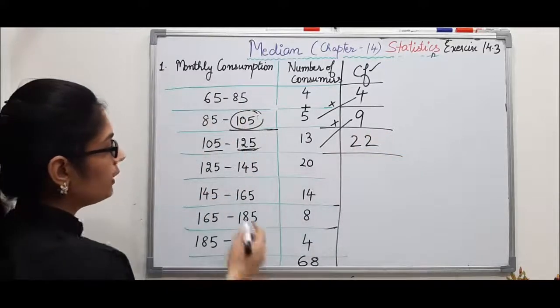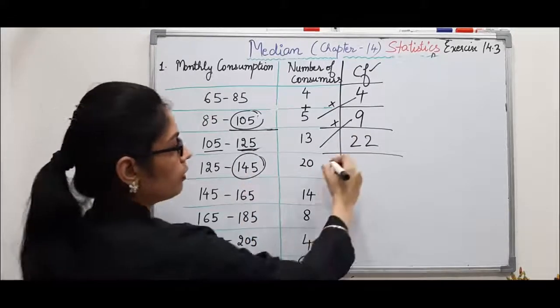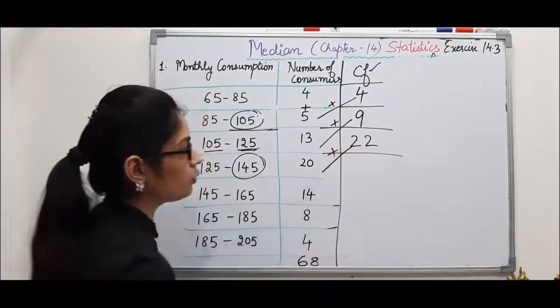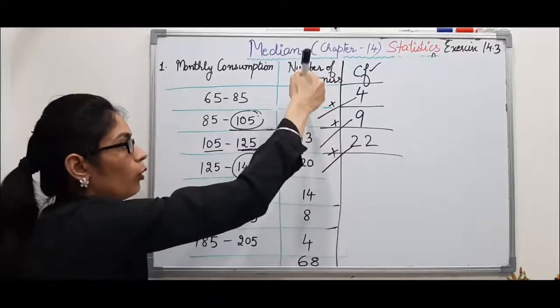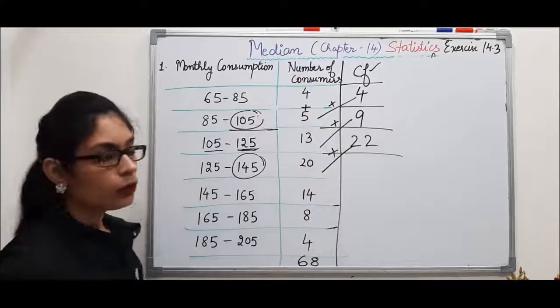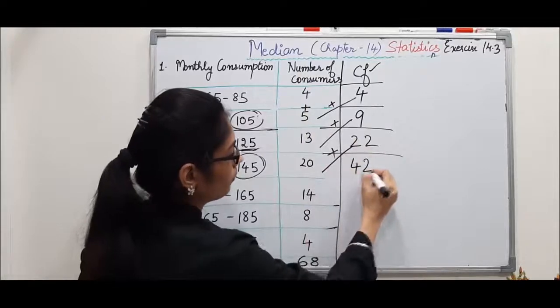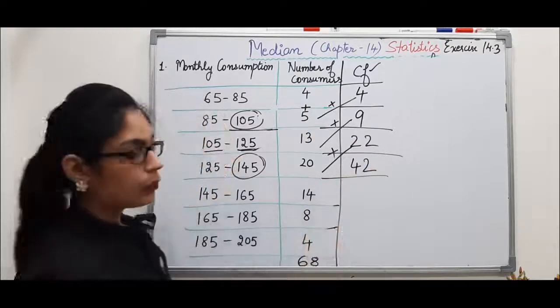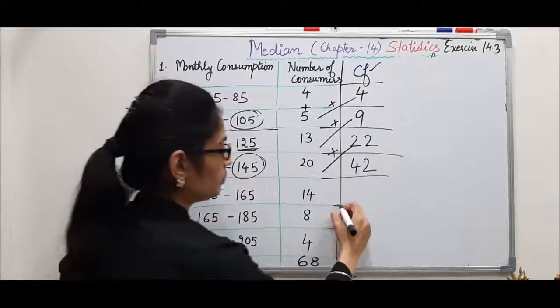Now cumulative frequency till 145. Till 145 means again you have to add these two. If you want, you can also add all the frequencies like 4 plus 5 plus 13 plus 20, and this way also you can do. So 22 plus 20 it is 42. So cumulative frequency till 145 is 42.